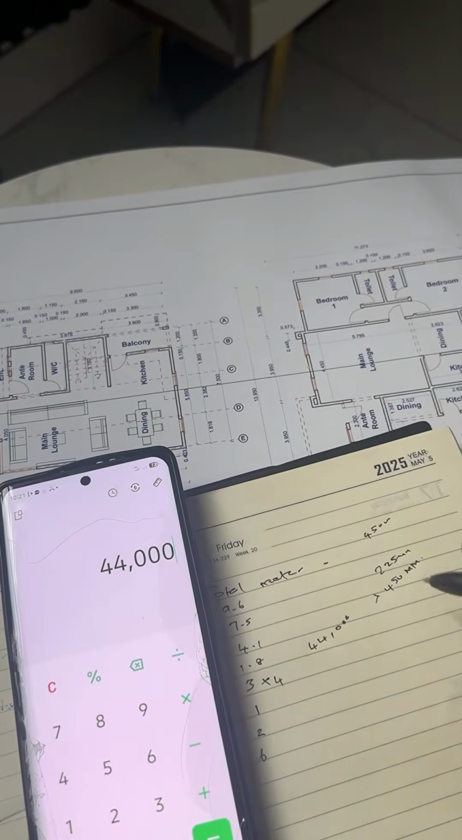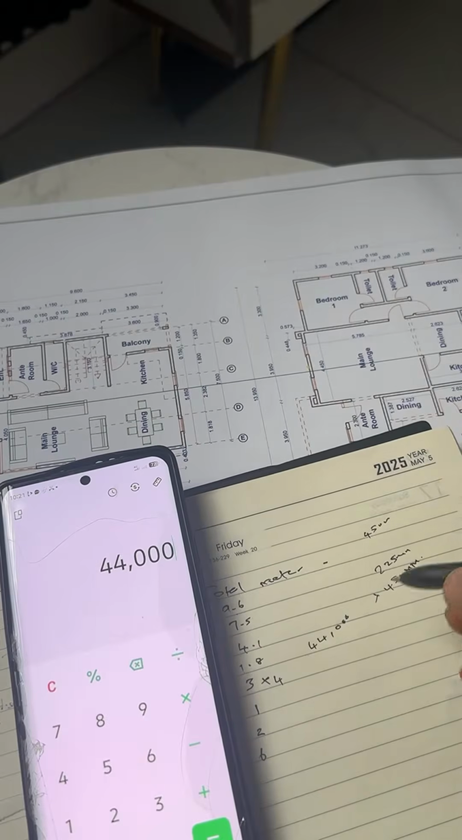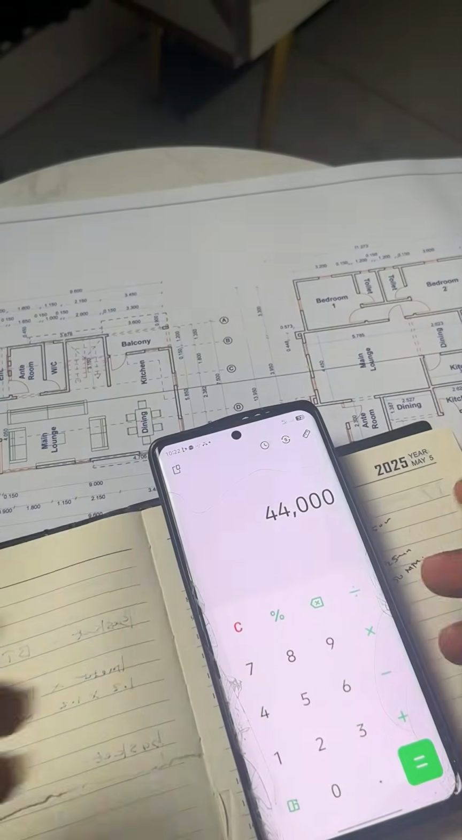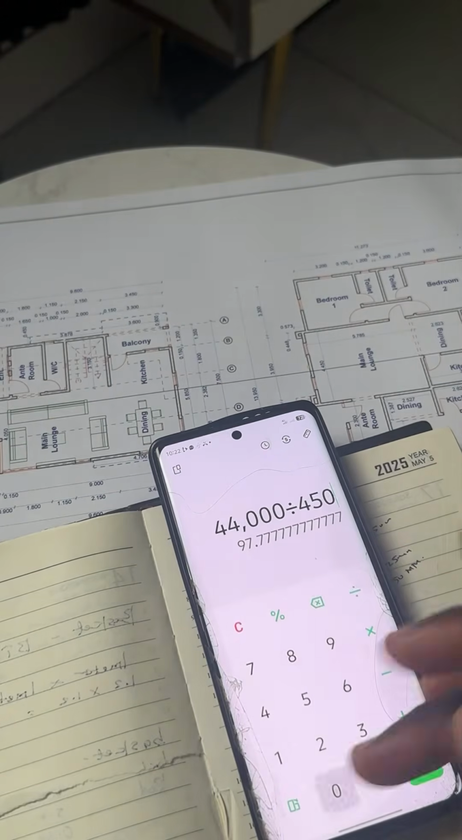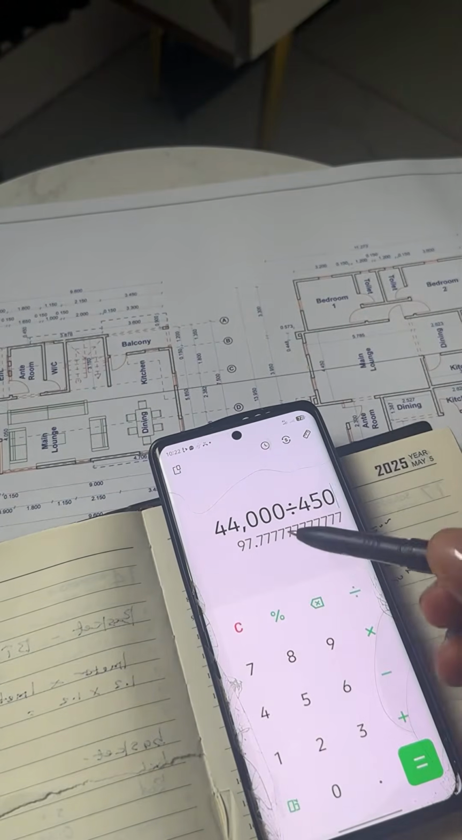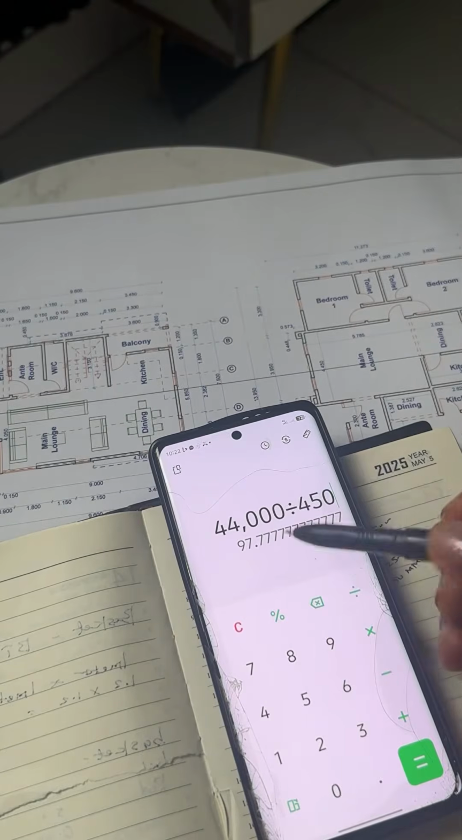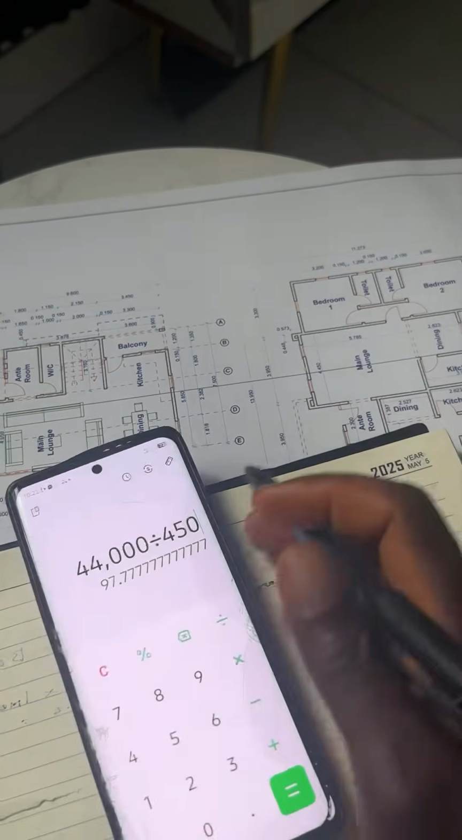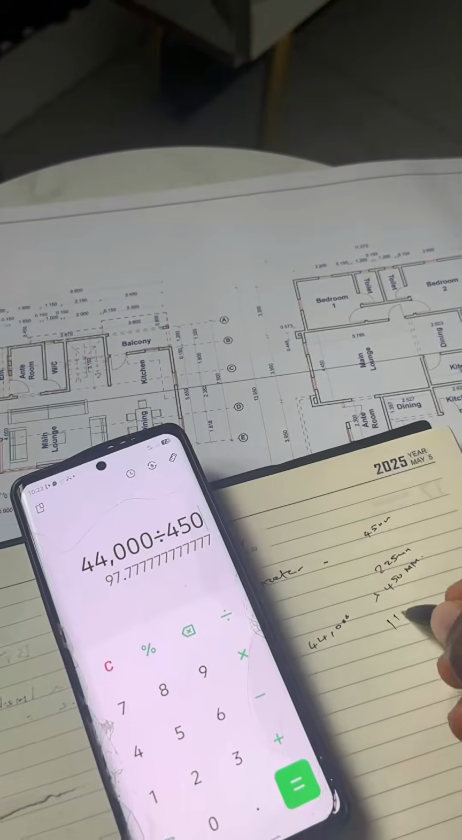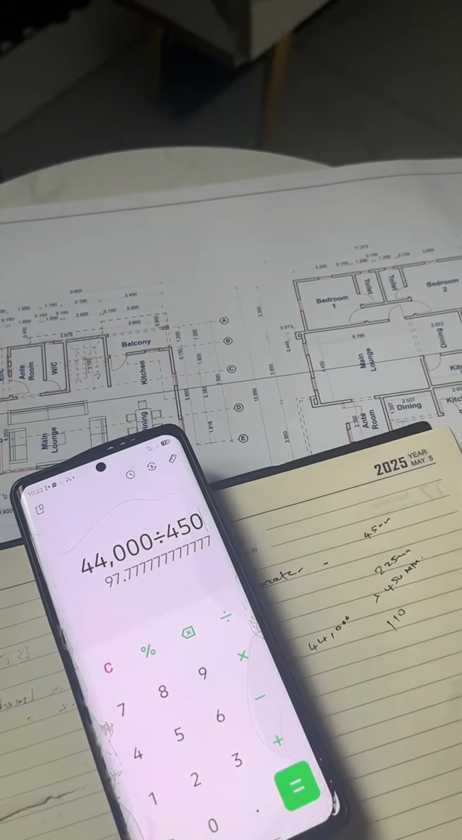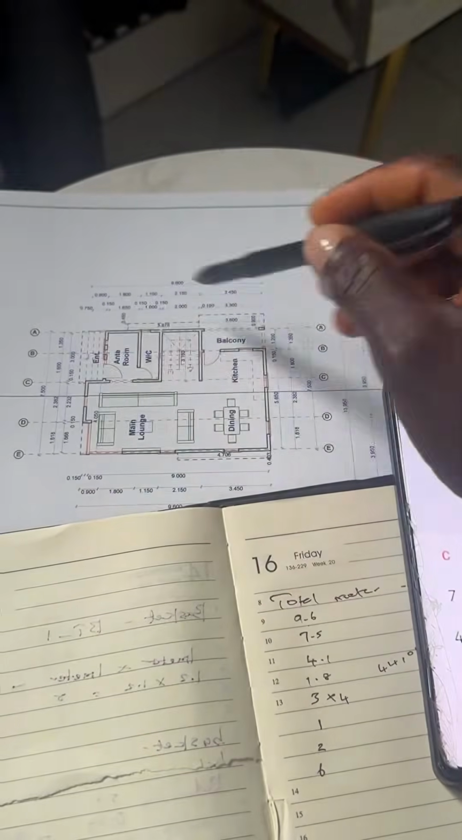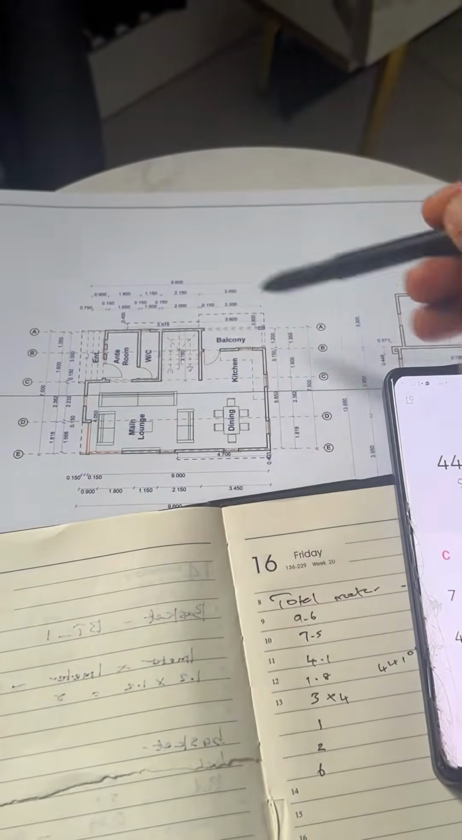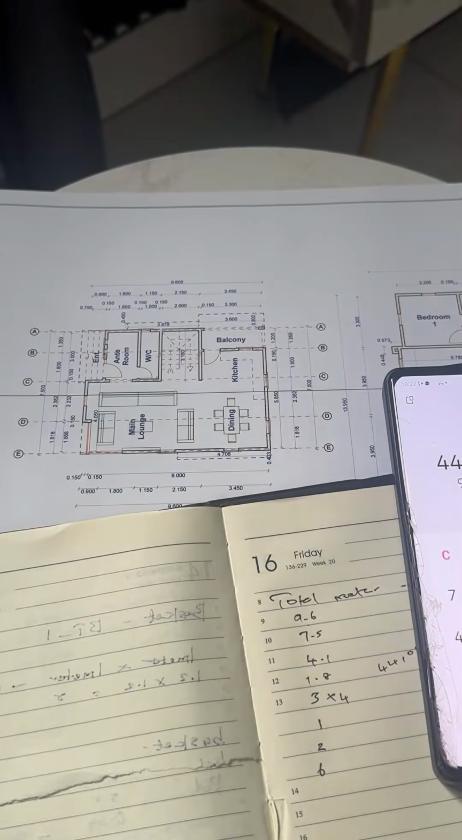Since I'm not working for height, I'm working for length, I'm going to divide 44 meter by 450 millimeter. It gives me 97.7 blocks. Due to wastage and the rest, I'm going to approximate this to 110 blocks. The actual block I needed for this job, the first layer, is 97 blocks.